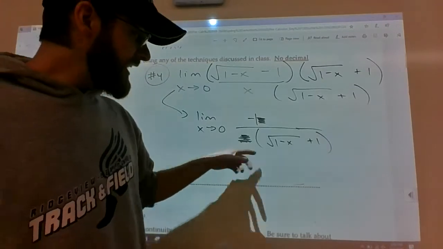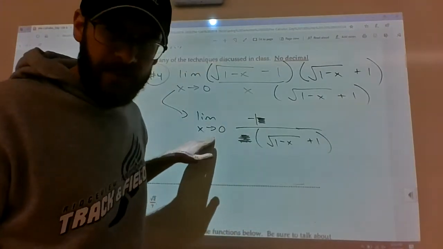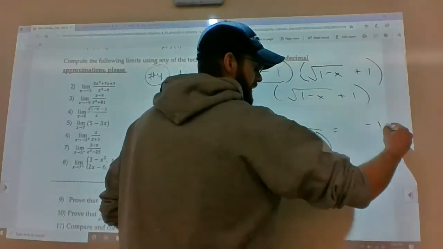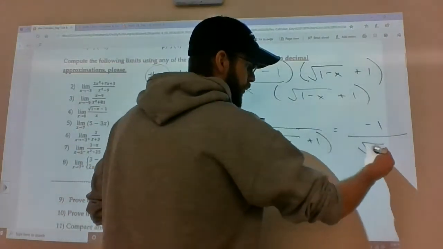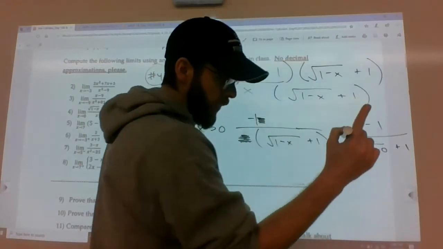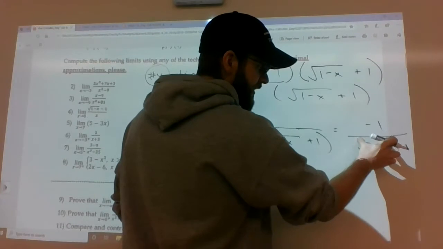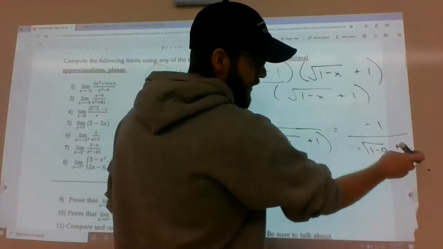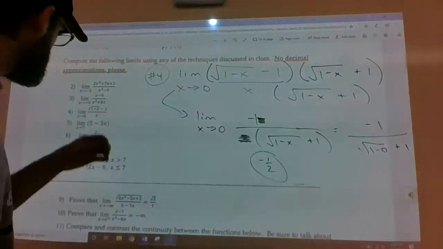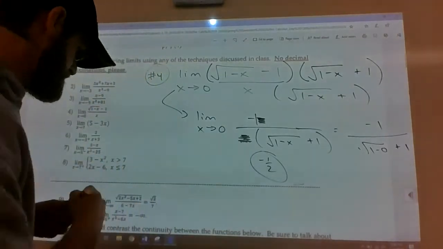Now the 0, it's gone. That means that the domain issue is now gone, and we can plug our limit in. So plug 0 in for the x down there. There's no x on top, so it's root 1 minus 0 plus 1. 1 minus 0 is 1. The square root of 1 is 1. So this whole thing right here is 1. 1 plus 1 is 2. Negative a half is our answer to number 4.